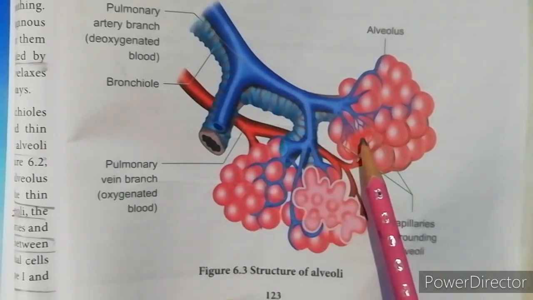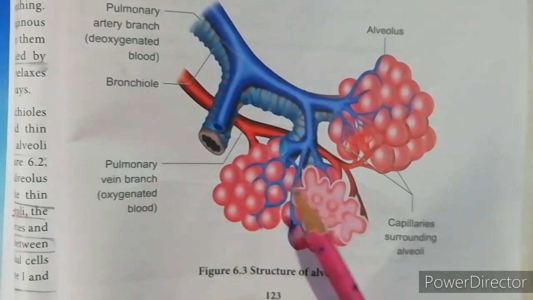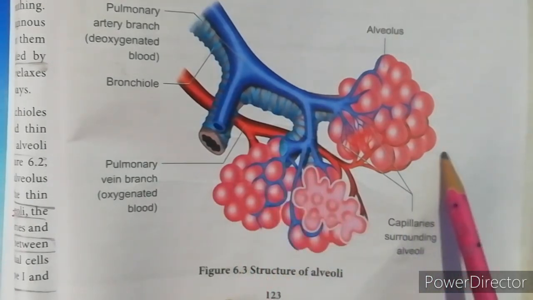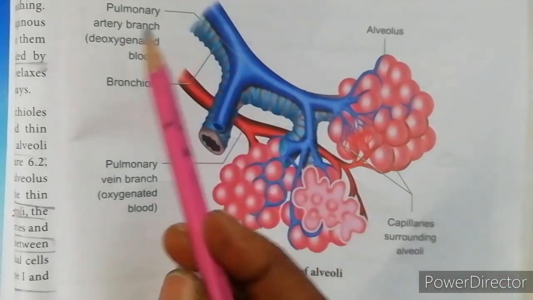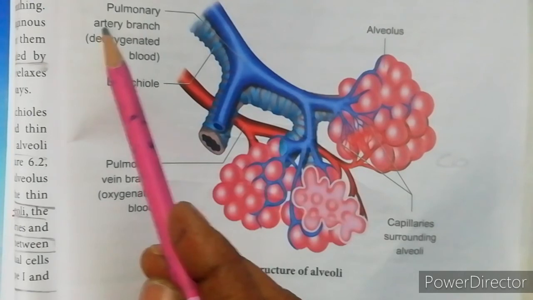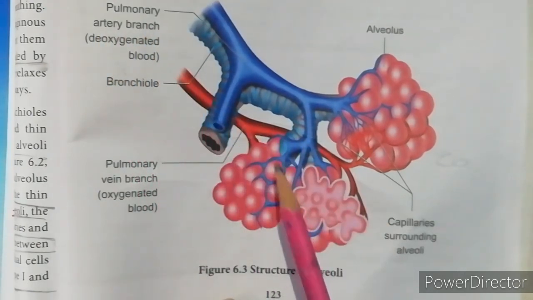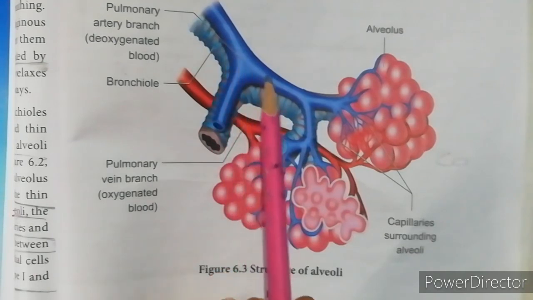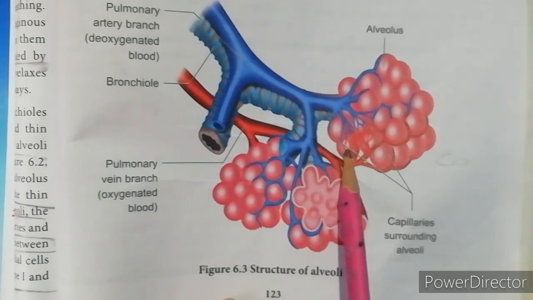What do you mean by pulmonary artery? The pulmonary artery will bring the deoxygenated blood. Here it is mentioned: the pulmonary artery branch will bring the deoxygenated blood from the heart. So this is the artery bringing it, and finally it becomes capillaries. It will go around the alveoli. This capillary will surround it, right?